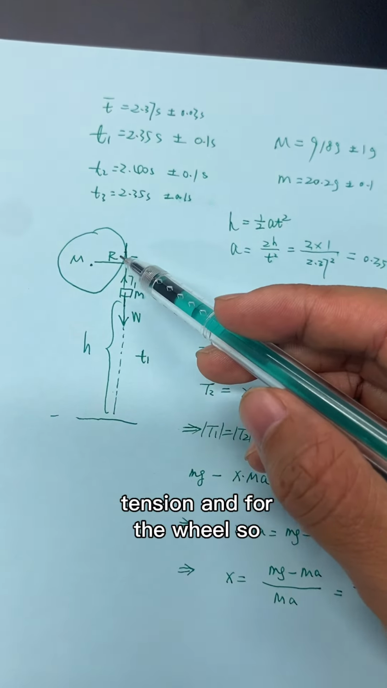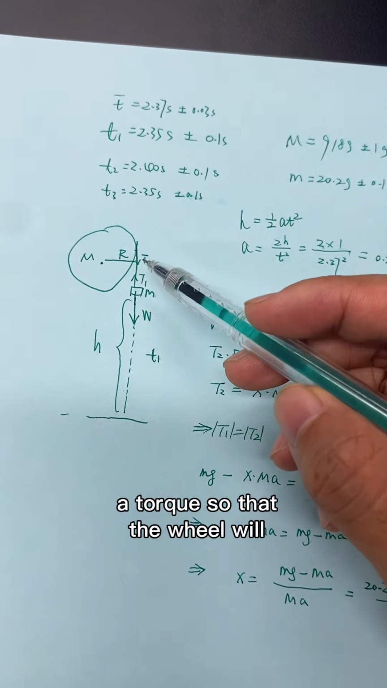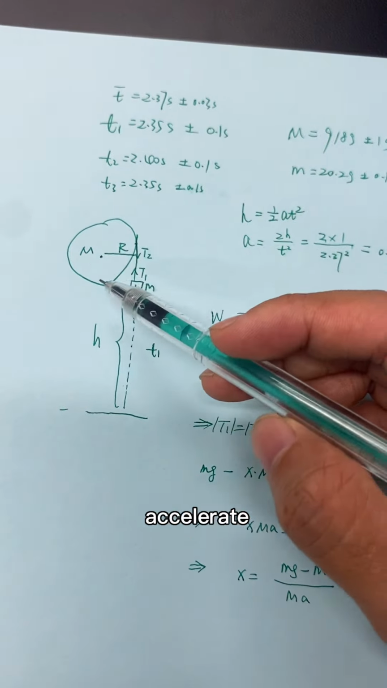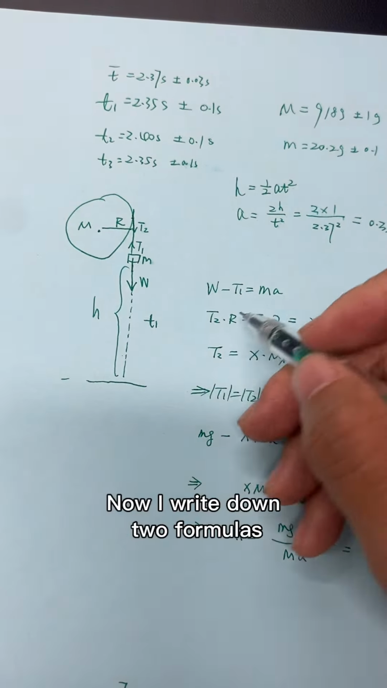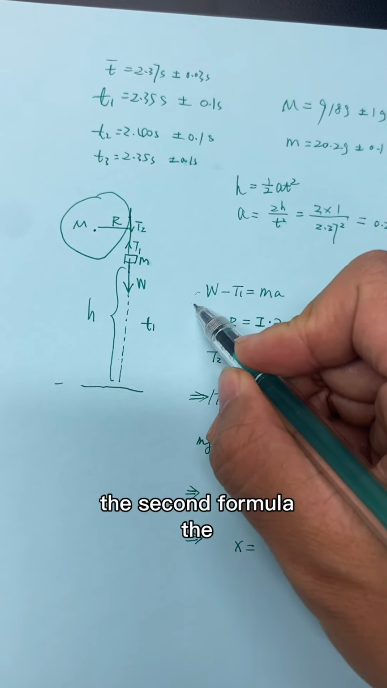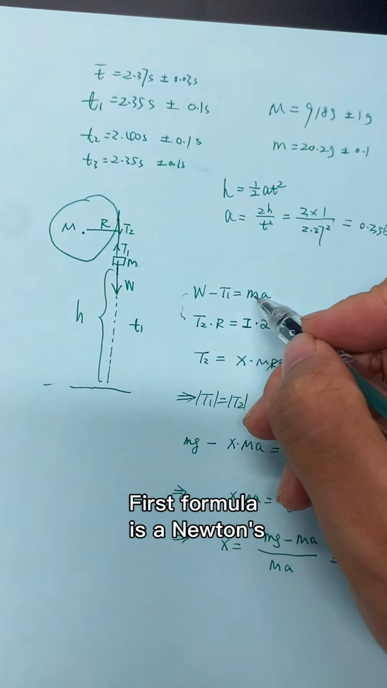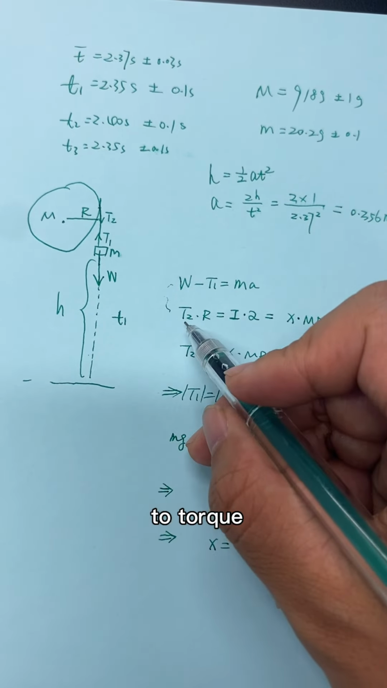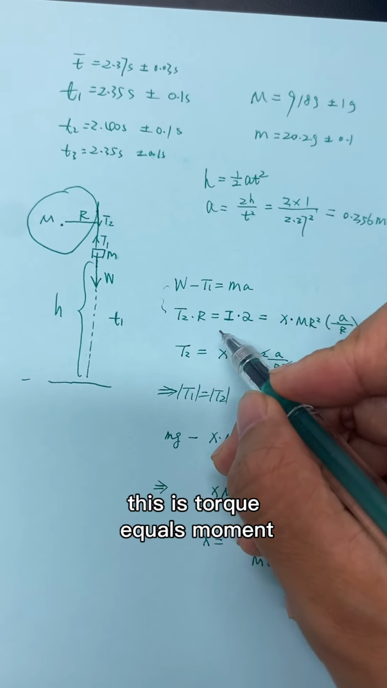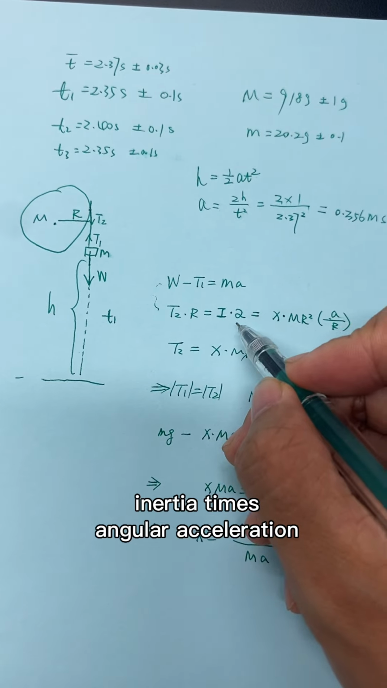And for the wheel, there's a tension too, which provides a torque, so that the wheel will accelerate angularly. Now I write down 2 formulas. This is the first formula, this is the second formula. The first formula is Newton's second law. The second formula is Newton's second law of rotation. So torque equals moment of inertia times angular acceleration.